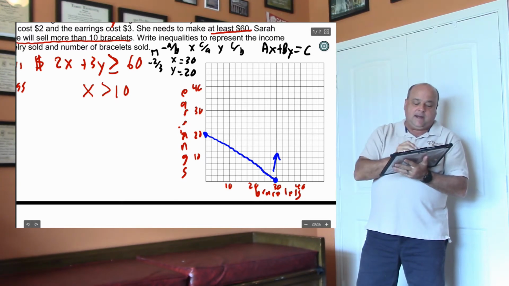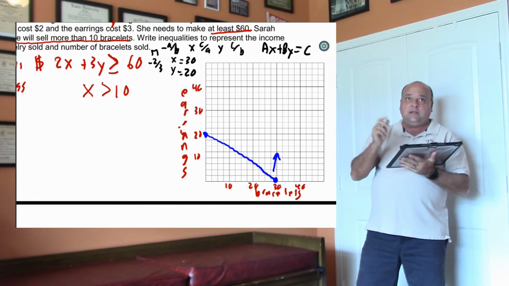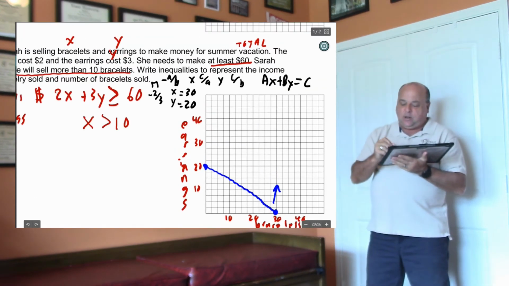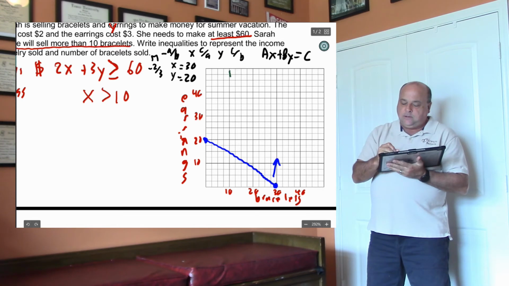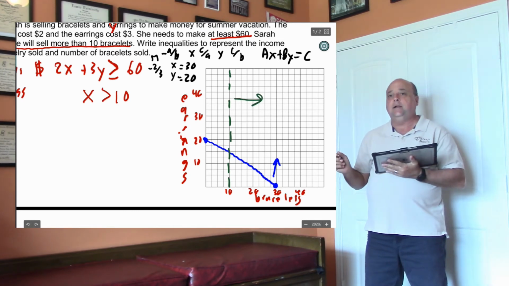Now I'm going to graph my next one, I'm going to graph X greater than 10. So I need to sell more than 10 bracelets. So I need a dashed line on the x-axis at 10. And I need to be more than 10, and it's going to shade to the right.